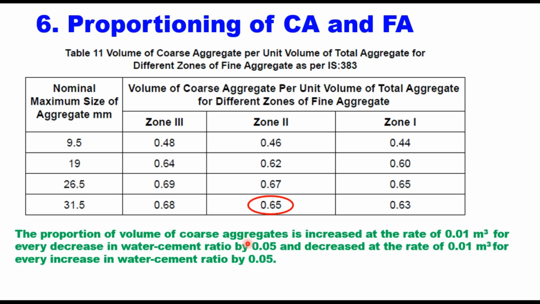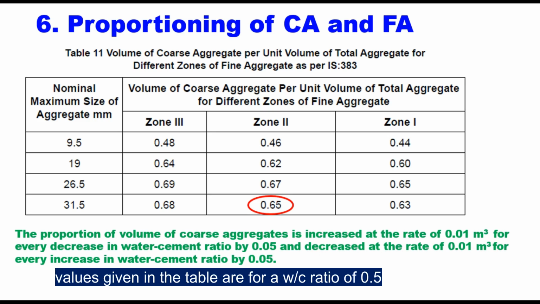And what it further says is that the proportion of volume of coarse aggregate is increased at the rate of 0.01 meter cube for every decrease in water cement ratio by 0.05, and decreased at the rate of 0.01 meter cube for every increase in water cement ratio by 0.05. That means this volume or proportion of coarse aggregate depends upon the water cement ratio also.